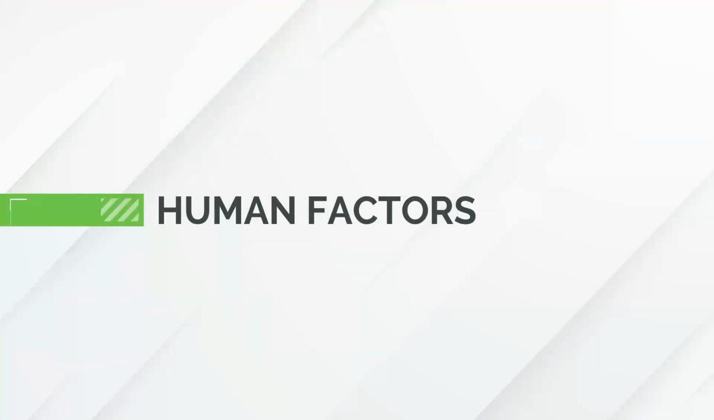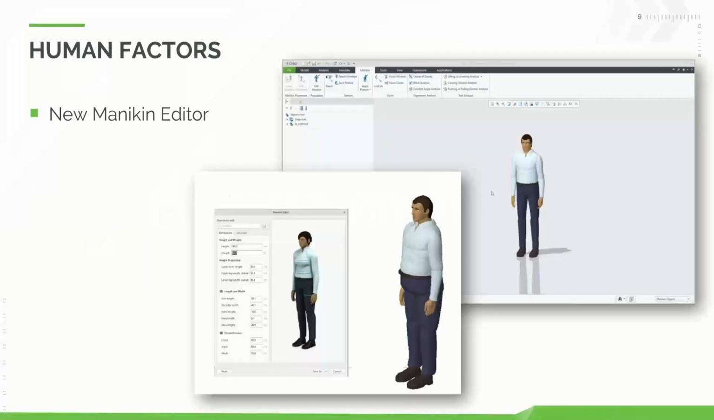Okay, next area that we'll go through is some of the improvements that we have in human factors, or you may have seen this as mannequin. This is an area where you're able to put human models into the context of your designs to check for ergonomics, reach, comfortability. Very, very useful tool. And this is something that got a lot of updates here with Creo 9.